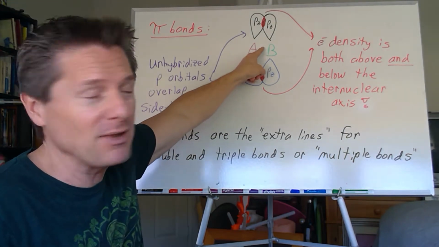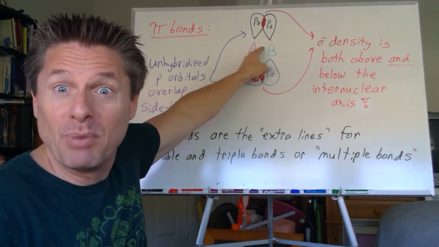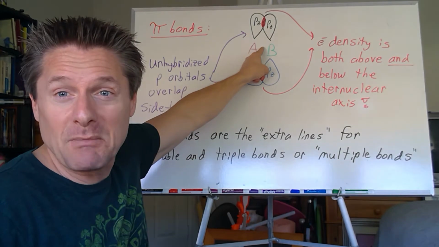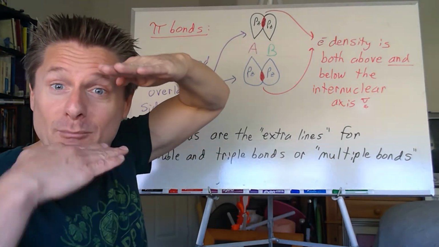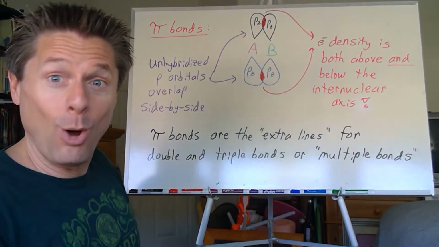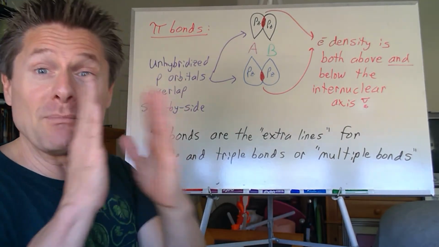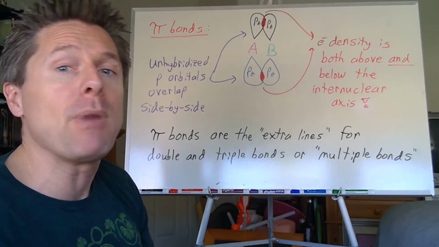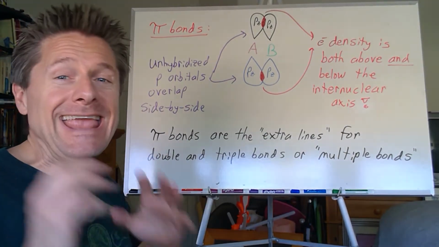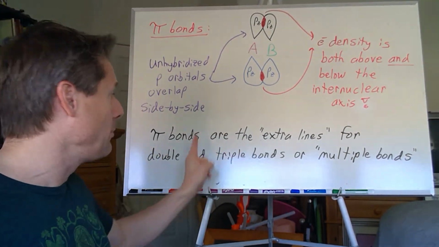So we're going to see a double bond later. It's like a hot dog with a bun, right? The hot dog is the sigma bond. The bun, which is above and below the hot dog, is the pi bond. Oh, kind of weird, huh? So that's due to unhybridized p orbitals side by side or adjacent overlap. That's a pi bond. That corresponds to any extra line in double and triple bonds.